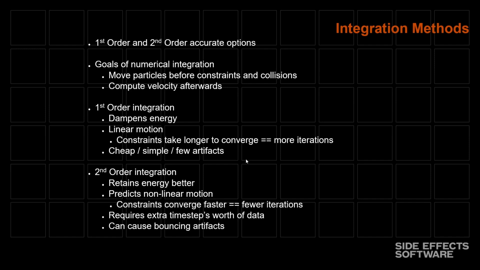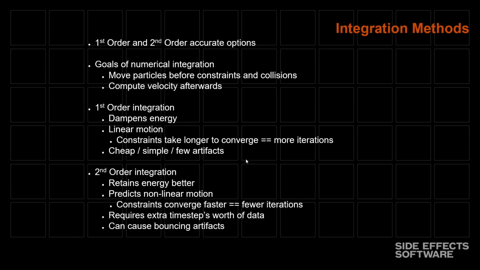Second order integration does a better job of retaining the energy because it uses the previous time step's position and velocity to do a better job of predicting nonlinear motion. So the initial position of the point before the constraints are solved is going to be closer to where it's going to finally end up once the constraints are actually solved for.